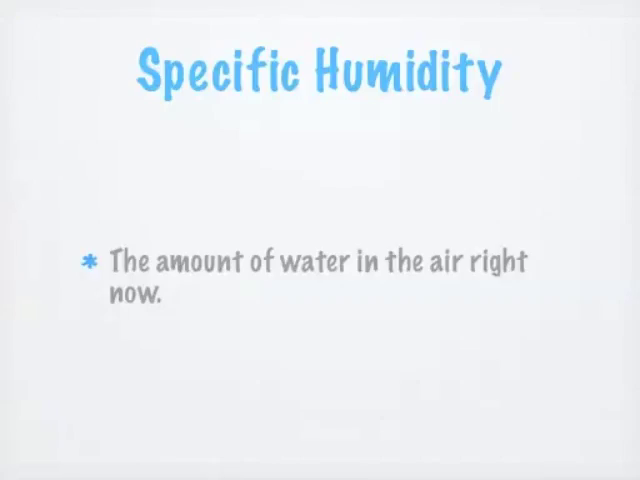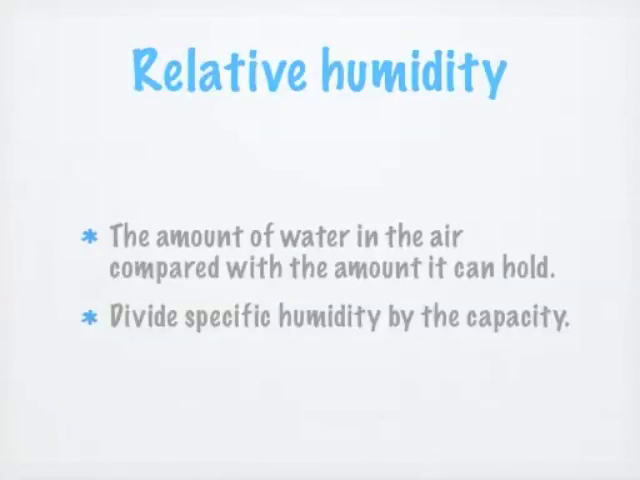Specific humidity, the amount of water in the air right now. Relative humidity, the amount of water in the air compared with the amount it can hold. So that's the specific humidity divided by the capacity.